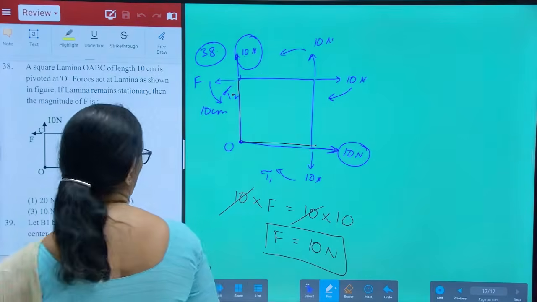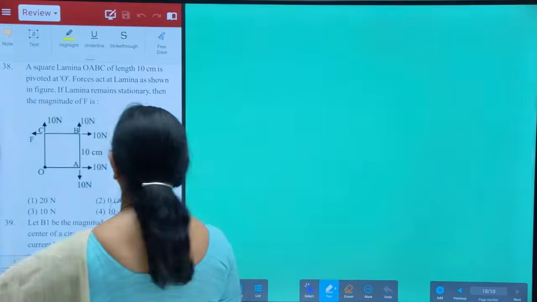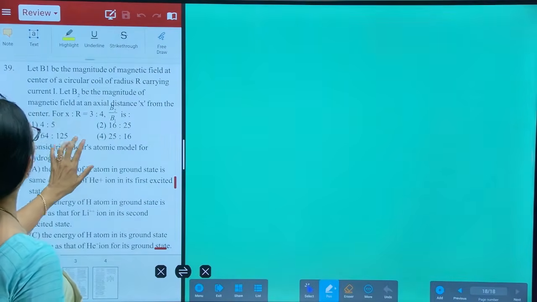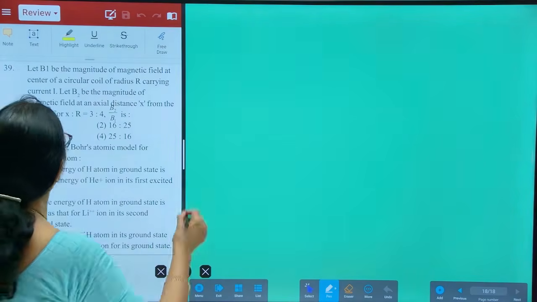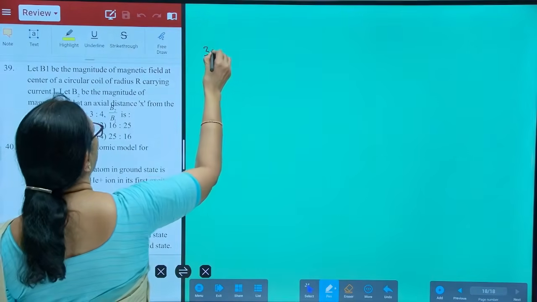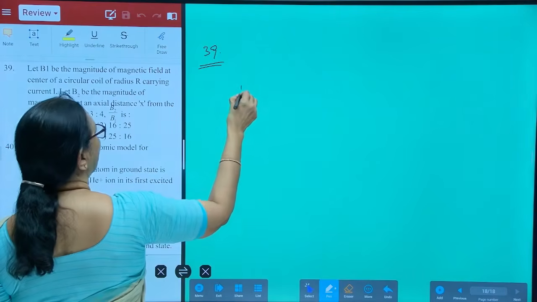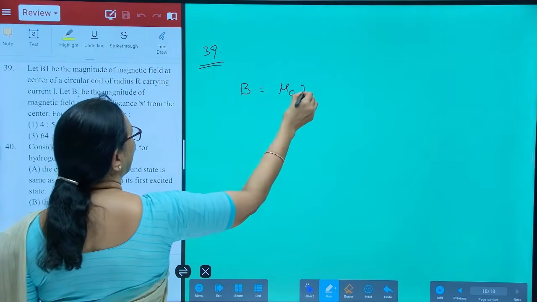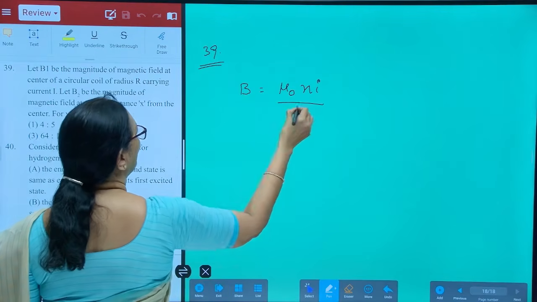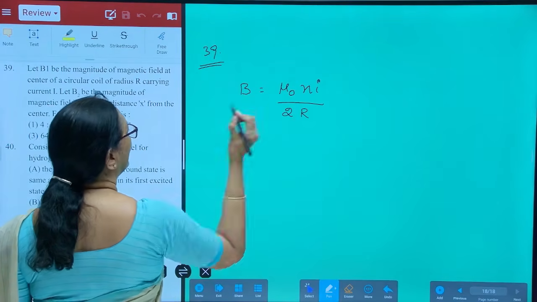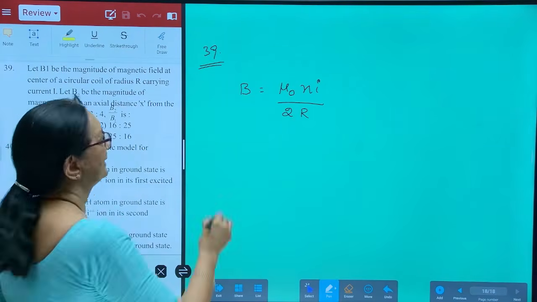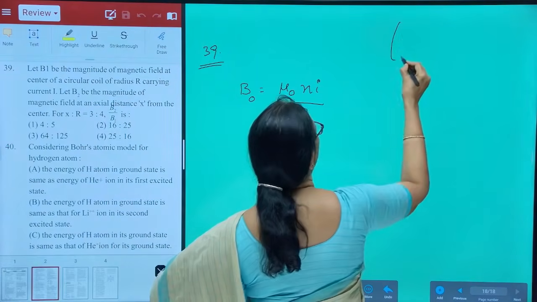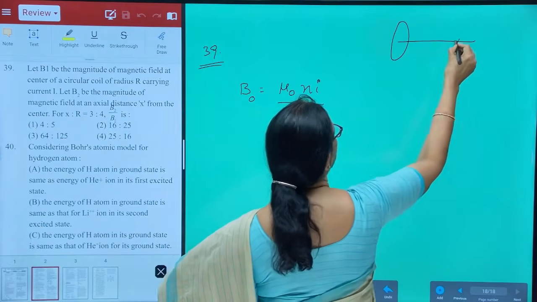Now, let us go to the next problem. B1 be the magnitude of the field at the center of a circular ring. At the center of a circular ring, the intensity of magnetic induction field is mu naught Ni by 2R. Let us call this B naught. So this is a ring. Let this be the axis of the ring.